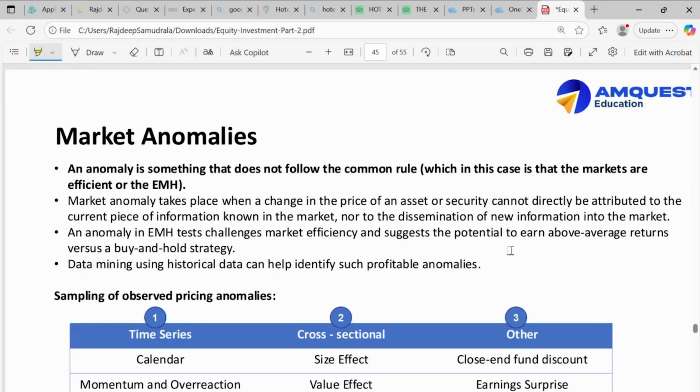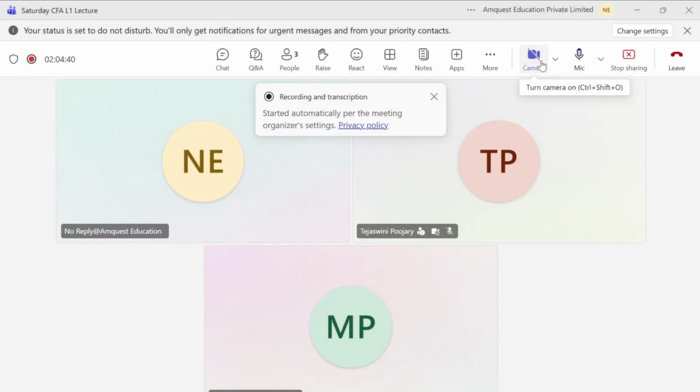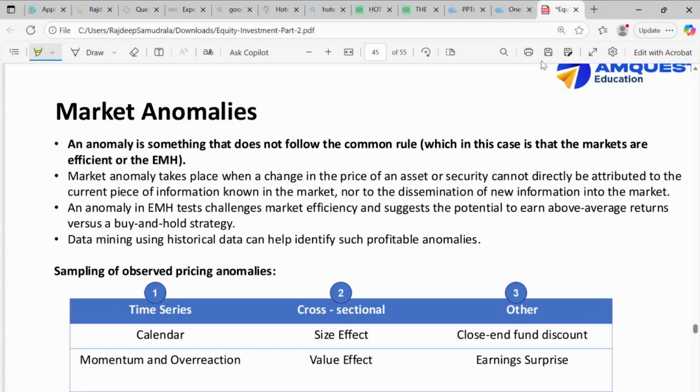So I paused there because we lost the data for some time. Let's get back to the next concept, which is market anomalies. Okay.